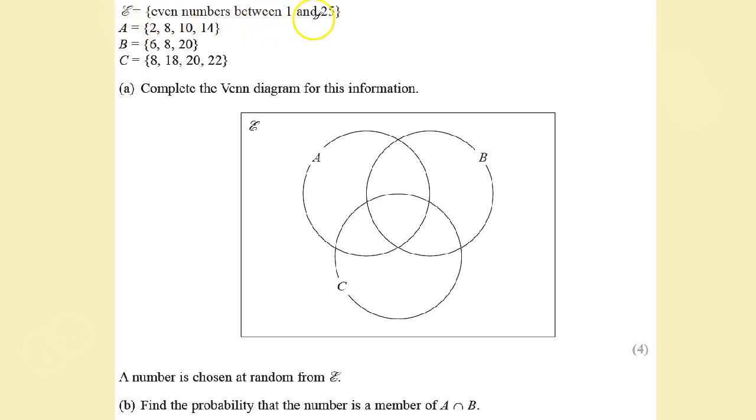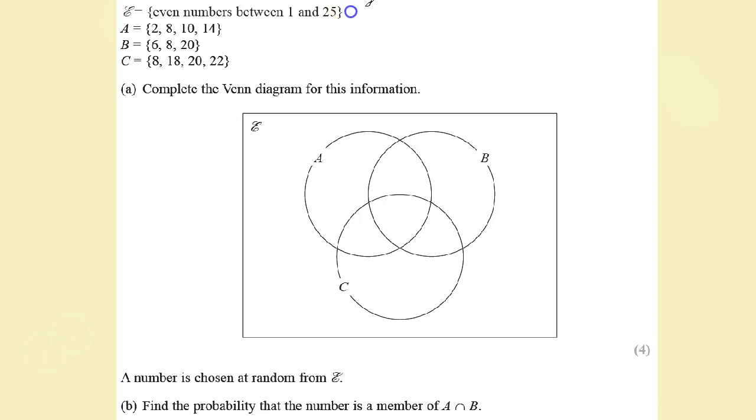Even numbers between 1 and 25. Let's write them out to begin with so that we know we're not missing anything out. So 2, 4, 6 and so on, all the way up to 24, and we don't need to go any further because it's only even numbers between 1 and 25. Now I know that all of these numbers must go into the Venn diagram somewhere. So I'm going to start going through them one by one and putting them in.